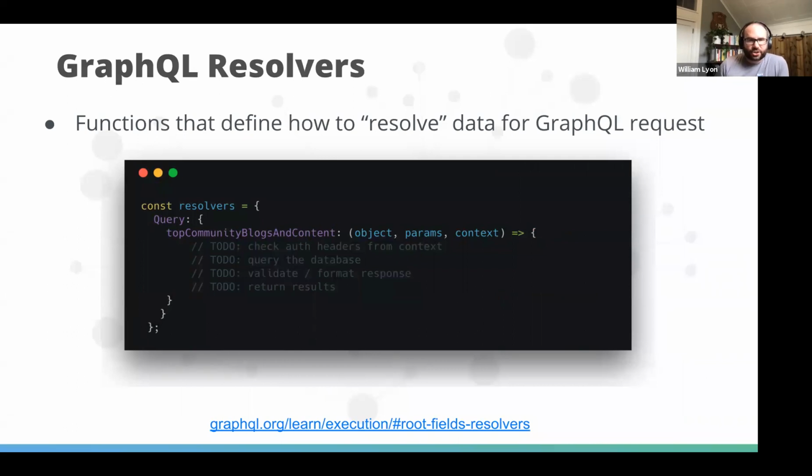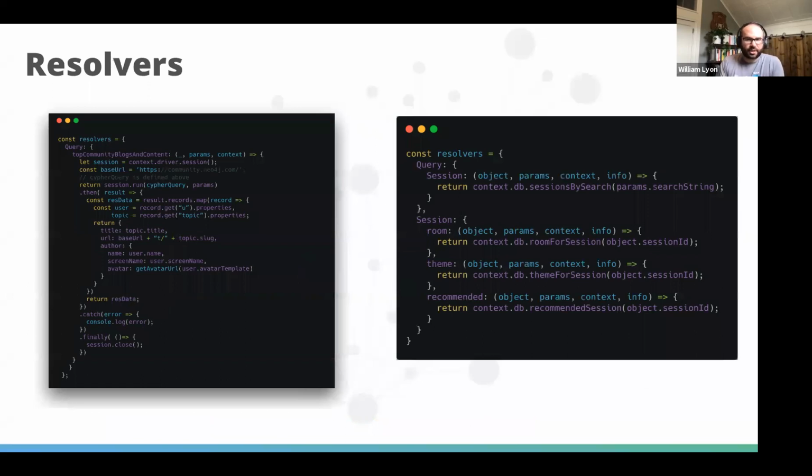Here's kind of the signature of what a GraphQL resolver looks like. This is JavaScript from the Node.js GraphQL implementation, where you're basically creating a map or an object that has a whole bunch of these different functions. And inside each function, you may be checking an authorization header. You might be querying a database. You might be validating the response that comes back to change the format or something like that, and then returning results. And resolvers are called in kind of a nested fashion.